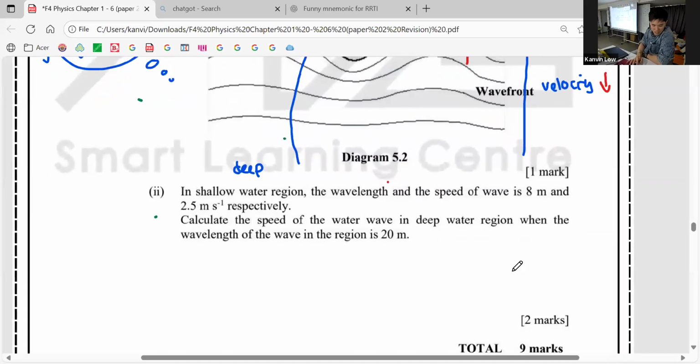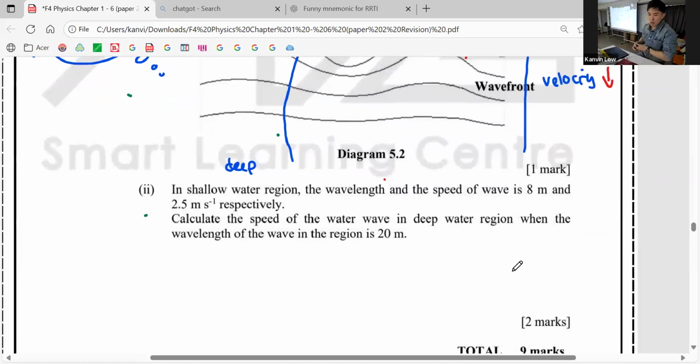Okay, so something important. But anyway, back to this question. So, guys, in the shallow water region, the wavelength is 8 meters and the speed of the wave is 2.5 meters per second. Calculate the speed of the water wave in the deep water region when the wavelength of it is equal to 20 meters. So what do you do with this? Formula?